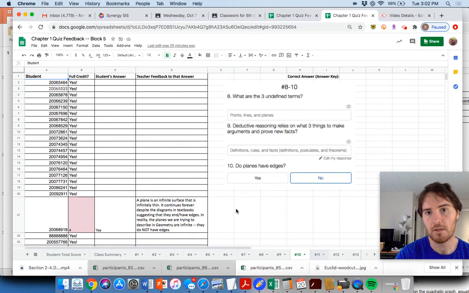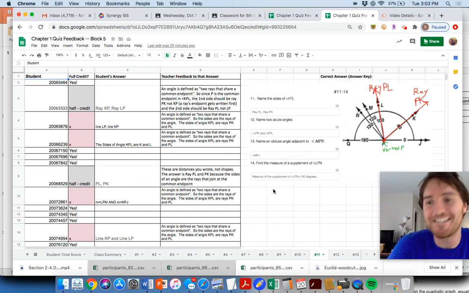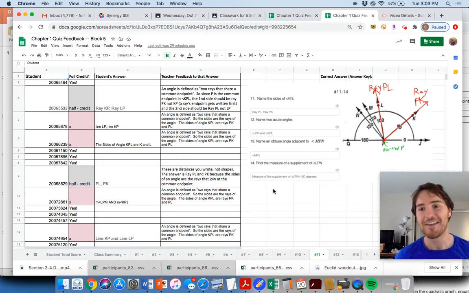Number 11. Let's see what we got for number 11. Name the sides of angle KPL. A lot of people got this one wrong. I was disappointed about this because you got asked this exact same question in 2 of the late problem sets, the chapter test, and another one too. A lot of people don't know how to name the sides of angles, even though it's in the definition. I go over it in a lecture, and we're going to go over it on a Jamboard. So I'm definitely putting this on a quiz because it's not super complicated.